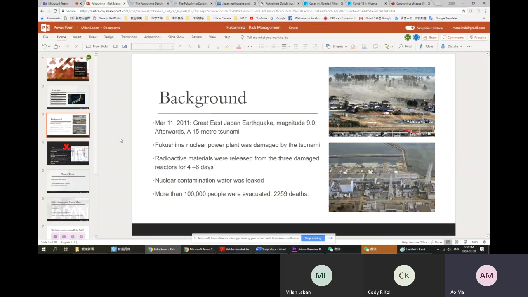The Fukushima nuclear power plant, which is located just by the sea, was seriously damaged by the tsunami after the earthquake. Radioactive materials were released from the 3 damaged reactors, and this nuclear leak persisted for 4 to 6 days. Even worse, nuclear contaminated water leaked and polluted the ocean. From this incident, more than 100,000 people were evacuated, and it caused 2,295 deaths. The death number was from both the tsunami and the nuclear leak.